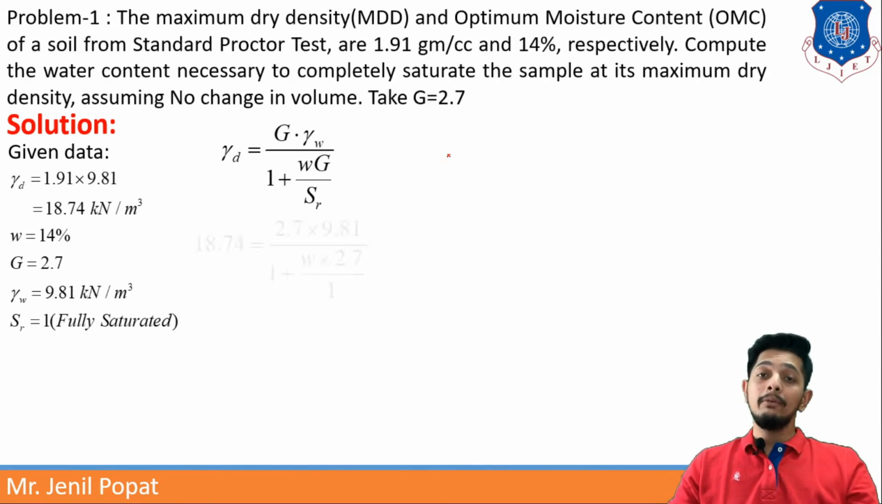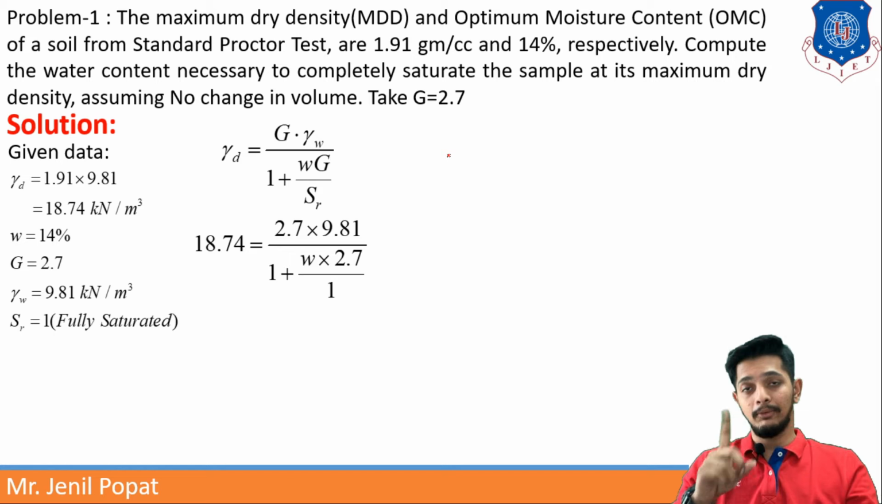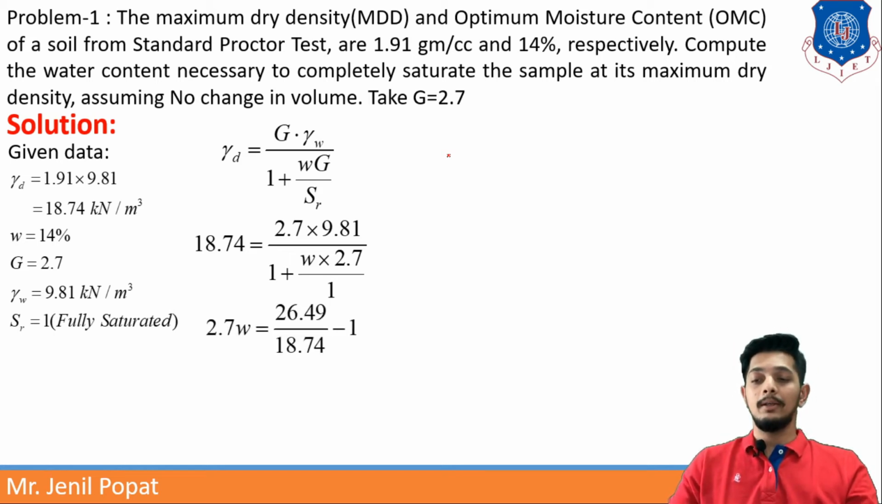So moving forward to putting the values. Here I have the value of gamma d, dry unit weight, G, specific gravity, gamma w 9.81 as usual. Here w is unknown, which is water content. So I am putting Sr as 1 for fully saturated. I am finding out water content, and solving this equation will give me 2.7 w is equal to 26.49 upon 18.74 minus 1.